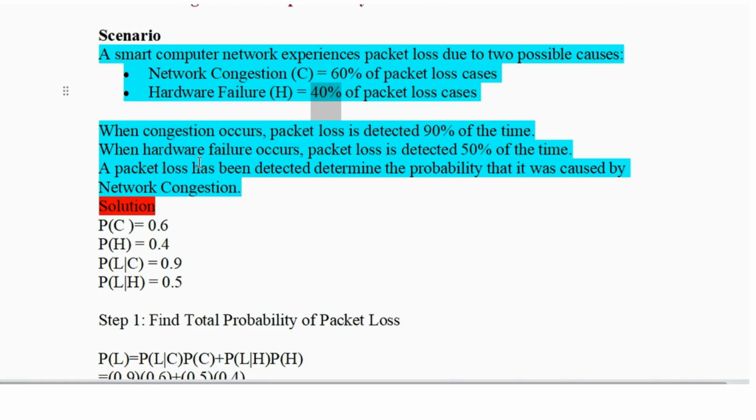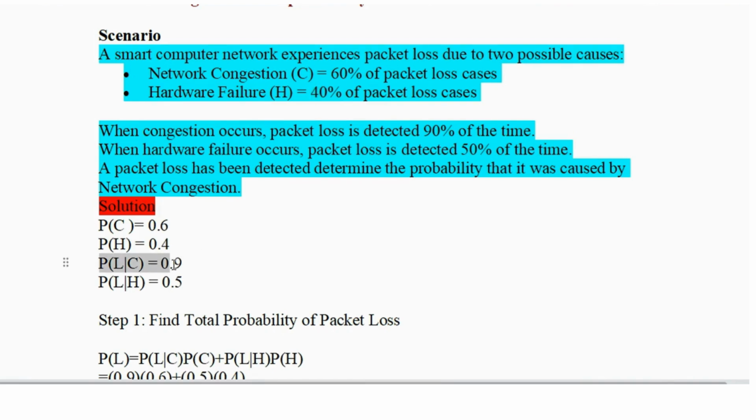Next one, when hardware failure occurs, packet loss. Okay, so the already occurred event is hardware failure. So when hardware failure occurs, the packet loss is 0.5. So we'll write P of L given H is 0.5. Now your question asked is: a packet loss has been detected. So the already happened event is the packet loss. Determine the probability it was caused by network congestion. So you're finding P of C given L.